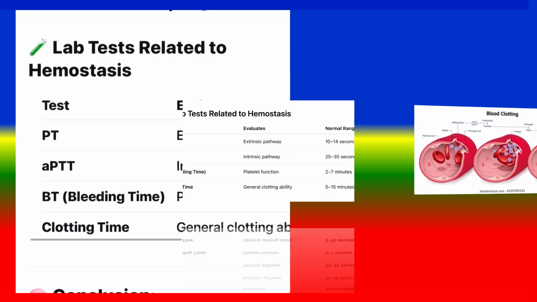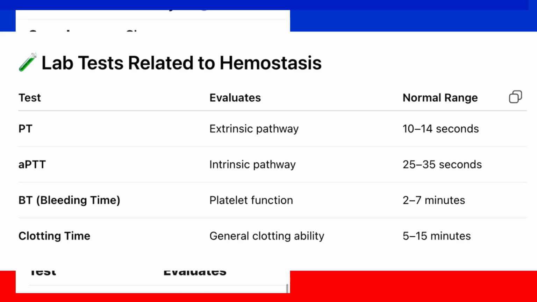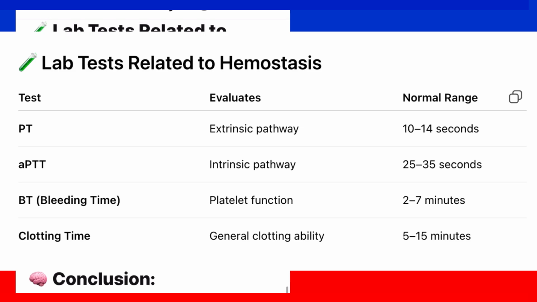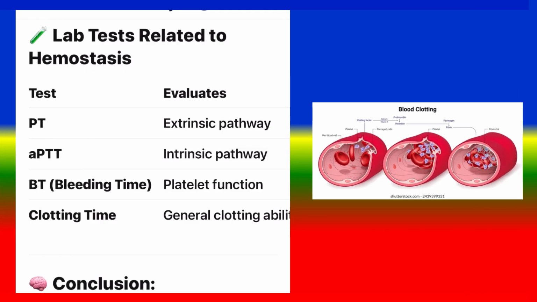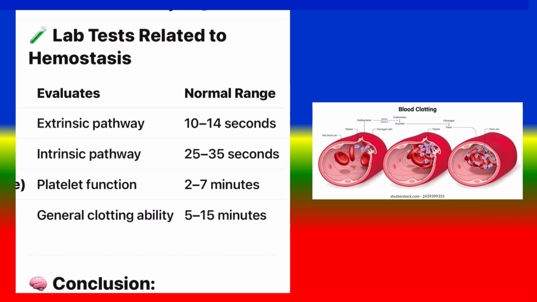Lab tests related to hemostasis, normal range. PT, extrinsic pathway, 10 to 14 seconds. APTT, intrinsic pathway, 25 to 35 seconds. Platelet function, 2 to 7 minutes. Clotting time, general clotting ability, 5 to 15 minutes.